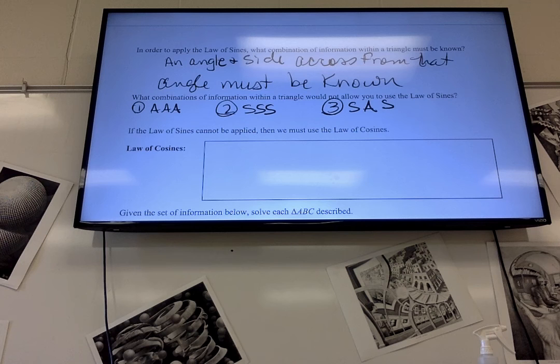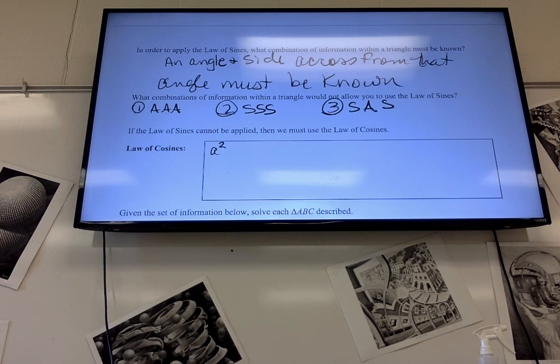So obviously we need another law. So that's why you have here the law of cosines. Law of cosines you hardly ever start off with. Law of sines is easier. So if you can use law of sines, you should use law of sines. But sometimes in these three situations, you have to use law of cosines. So here's what they are.